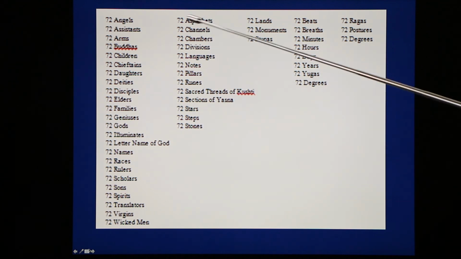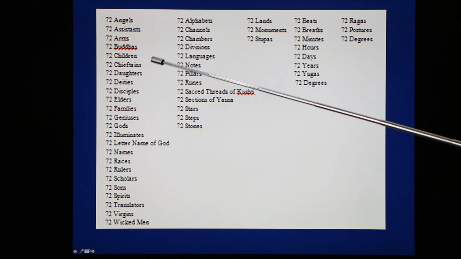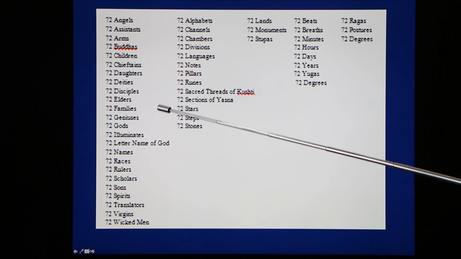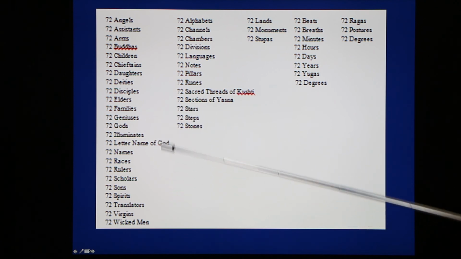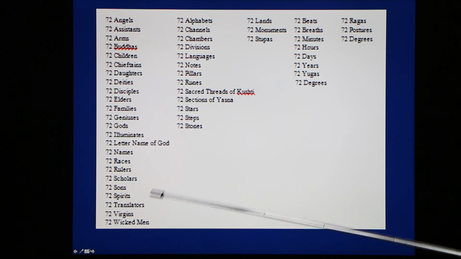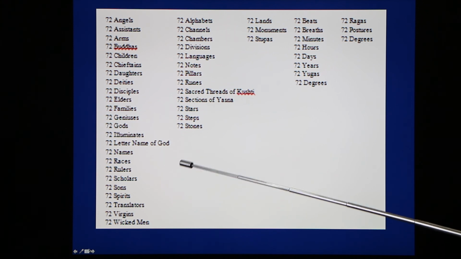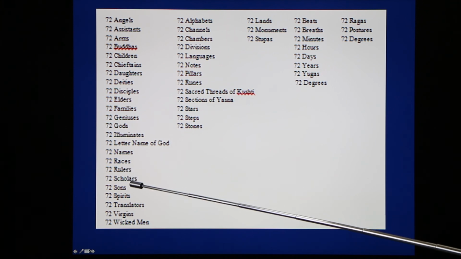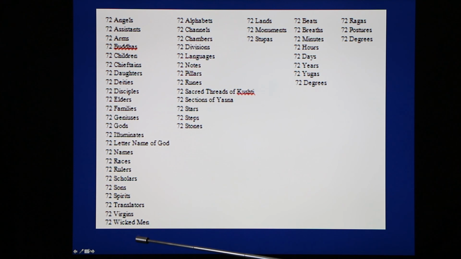72: angels, assistants, arms, Buddhas, children, chieftains, daughters, deities, disciples, elders, families, geniuses, gods, illuminates, letters, name of God, names, races, rulers, scholars, sons, spirit, translators, virgins, and wicked men.